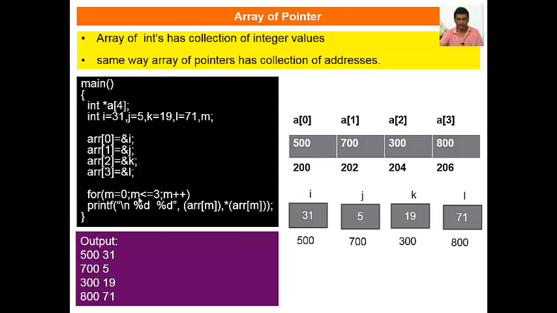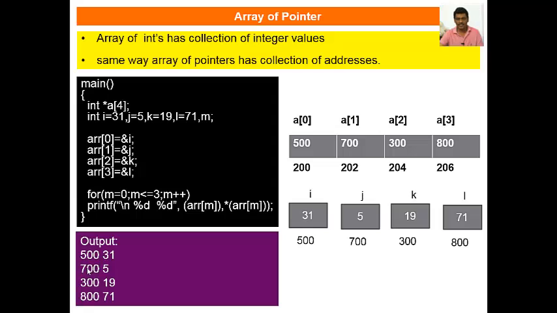The loop continues. The value of m is increased by 1. The new value is 1. So what is ar of 1? 700. Star of ar of 1 is the value at 700, which is 5. Then m increases to 2. Then ar of 2 is 300, value at 300 is 19. Then 3: ar of 3 is 800, and star of 800 is 71. So it displays 31 the first time, in the first loop.